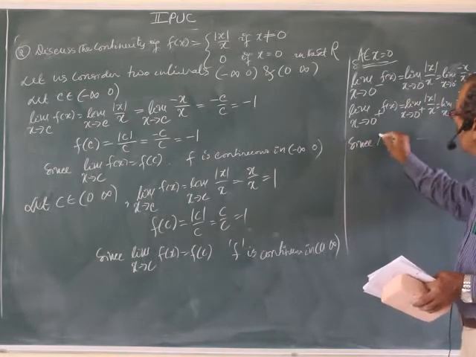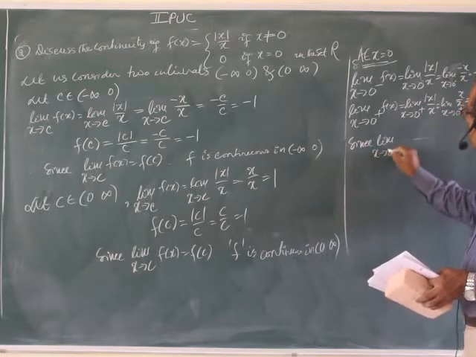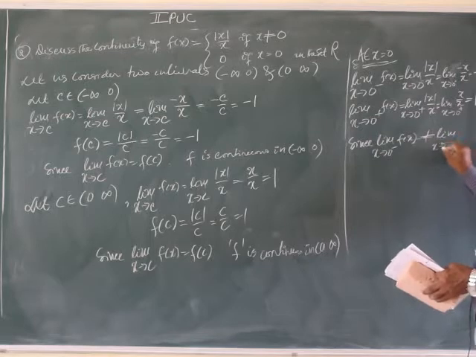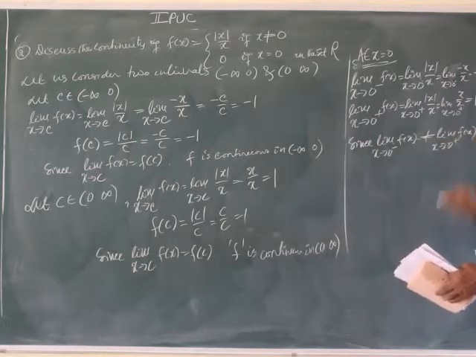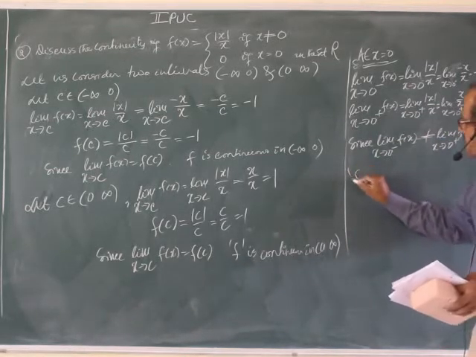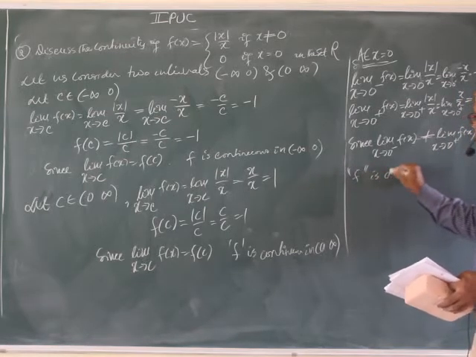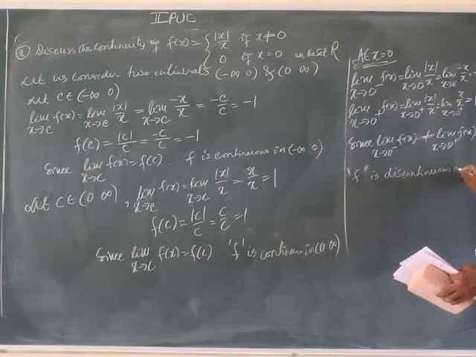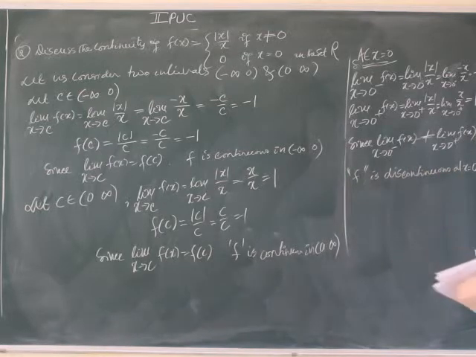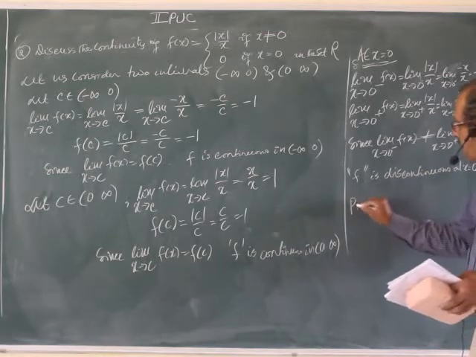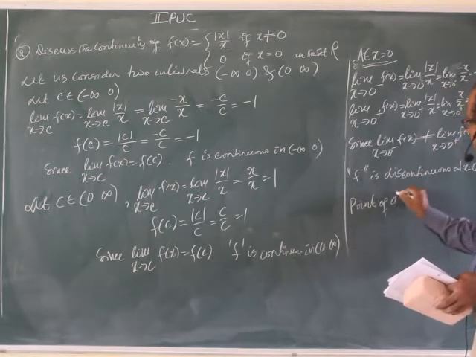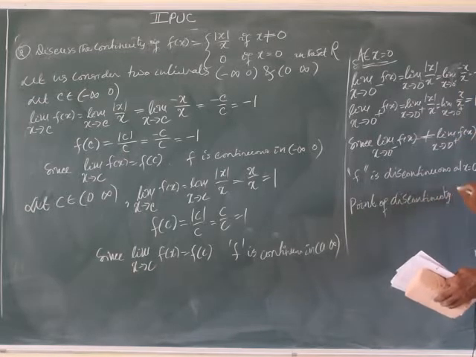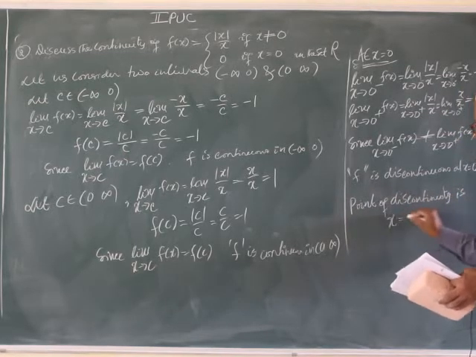Since limit x tending to 0 minus f of x is not equal to limit x tending to 0 plus f of x, f is discontinuous at x equal to 0. The point of discontinuity is x equal to 0.